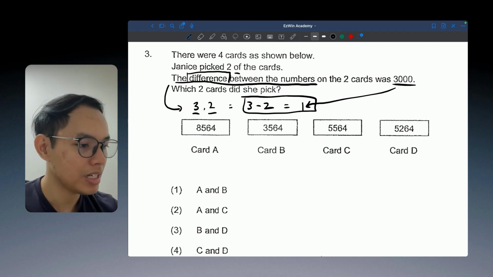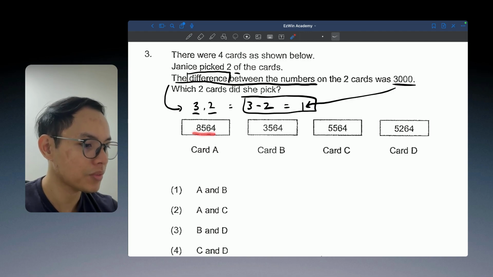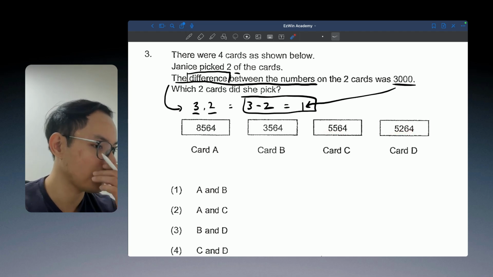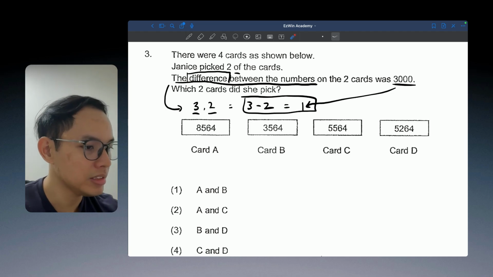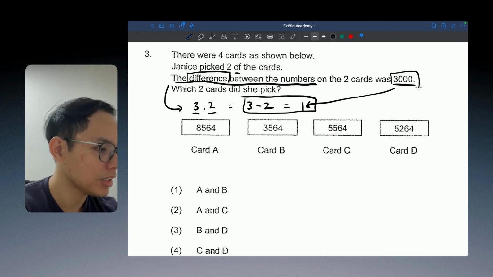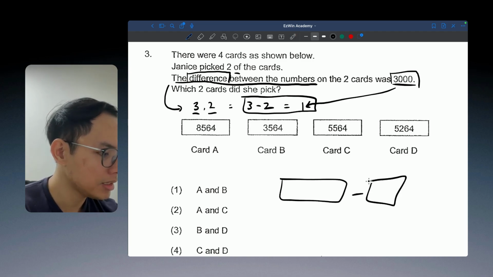Okay, so let's do that. Okay, which two cards, so which two numbers gives us 3000? Okay, so we can go through all the different numbers: 8564, 3564, 5564, and 5264 over here. Okay, so most of the time you must understand where the 3000 is, right? That's what you see over here. So there is one number minus another number equal to 3000.